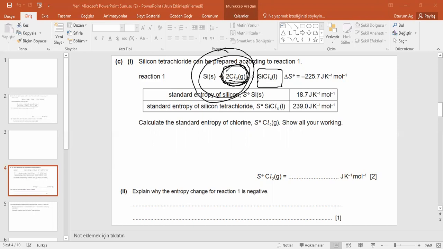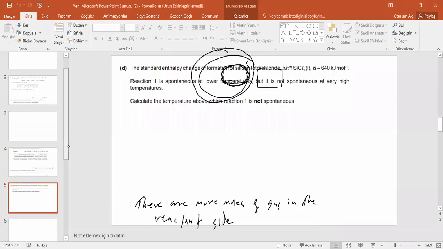So how do we answer this question? We would say in our answer, there are more moles of gas in the reactant side. And once more, sorry for my bad handwriting. Let's move to the next question.